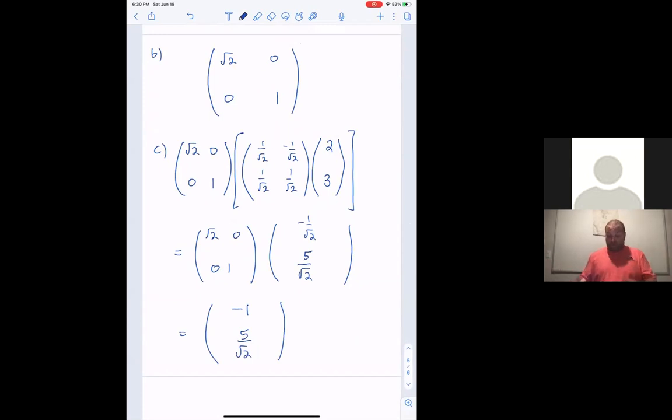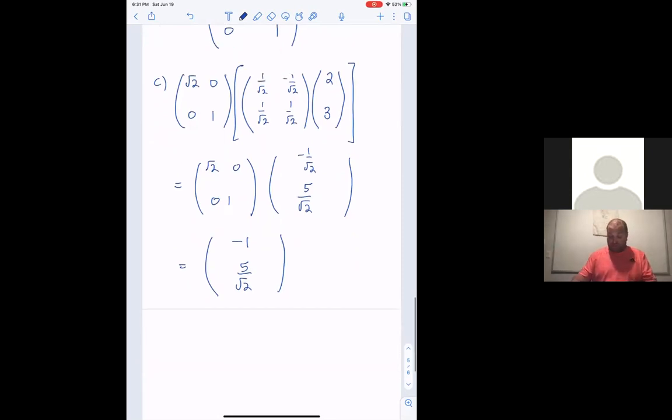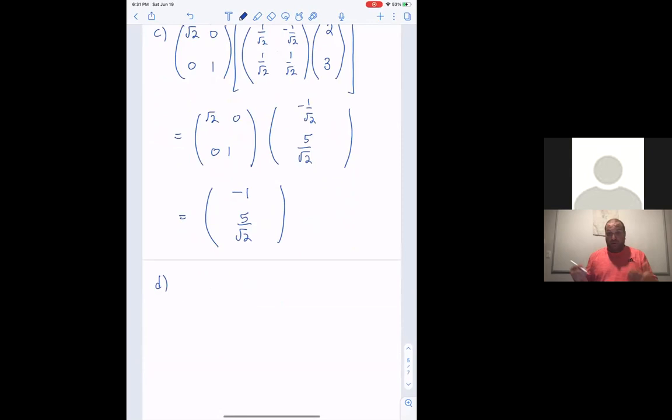Which, if you remember my picture that I tried to draw, which wasn't the greatest, is somewhere in the vicinity of the correct answer. But negative 1, 5 over root 2, that is the correct answer. Much faster and easier than doing it by hand.